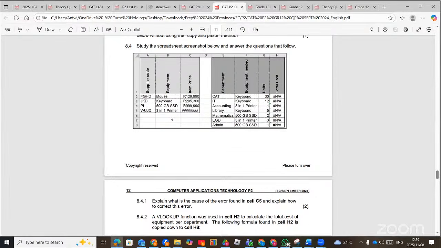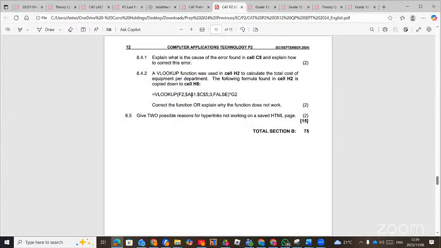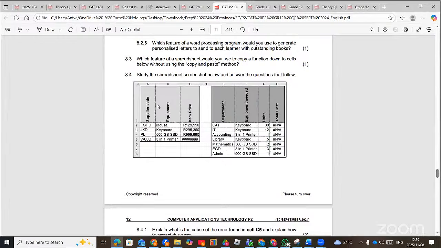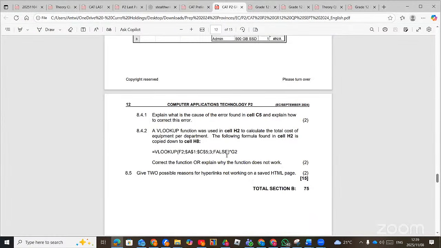And then they also said A1, they included the heading instead of A2. That was the problem. For VLOOKUP, you don't have to include the headings. So always when you get that type of question, identify it, compare, then you explain. So watch out for some of these.